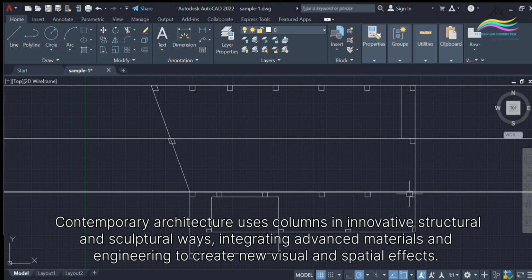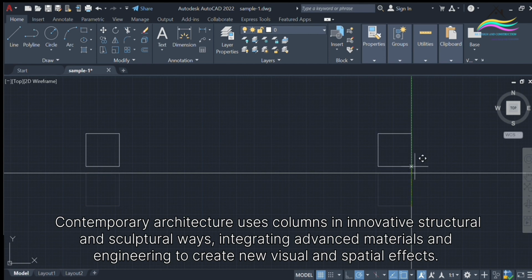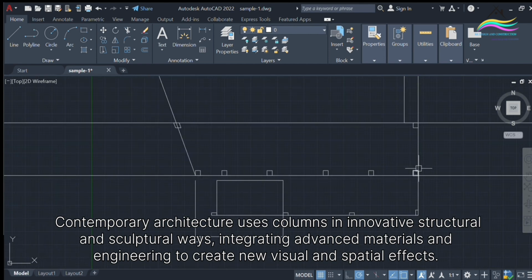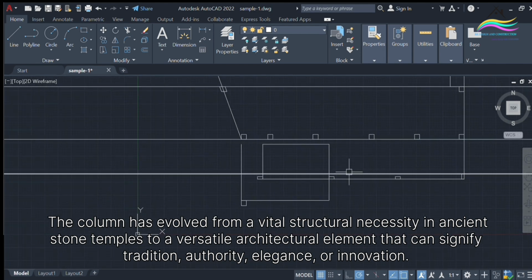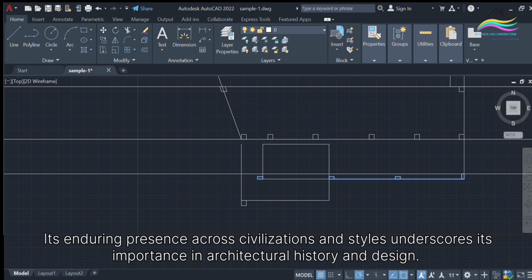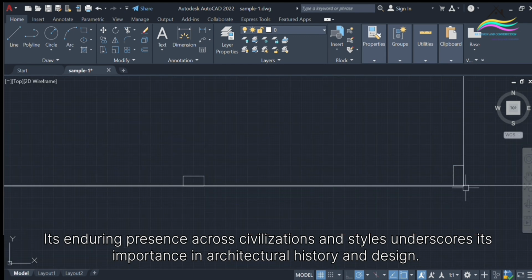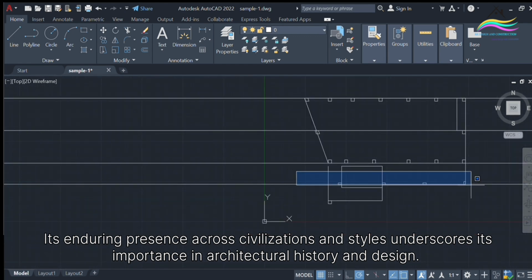Contemporary architecture uses columns in innovative structural and sculptural ways, integrating advanced materials and engineering to create new visual and spatial effects. Conclusion. The column has evolved from a vital structural necessity in ancient stone temples to a versatile architectural element that can signify tradition, authority, elegance, or innovation. Its enduring presence across civilizations and styles underscores its importance in architectural history and design.